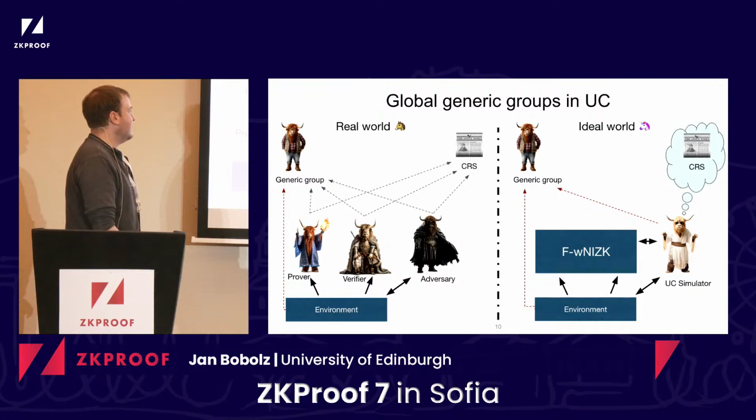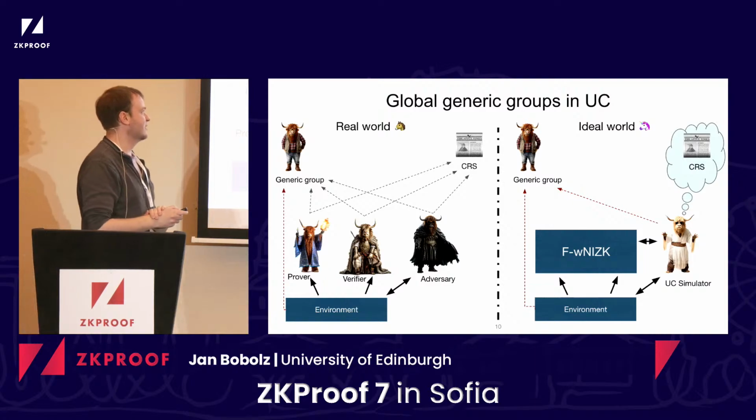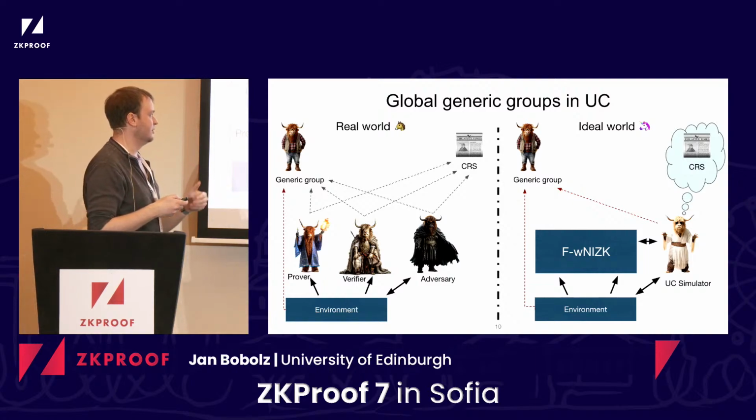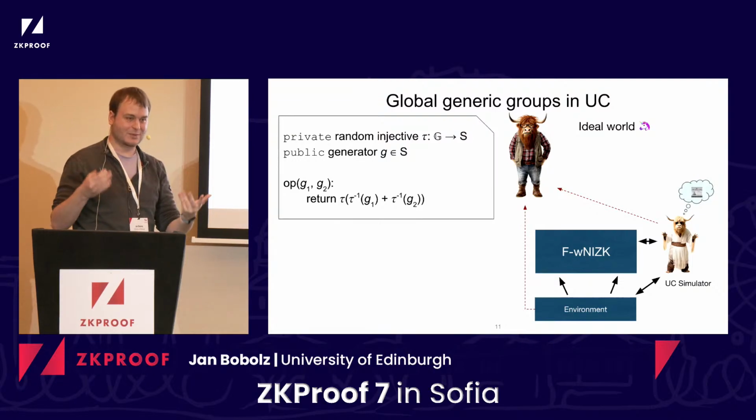Okay, but we can write this down, we can model this. So this is essentially the global generic group model. Now the question is, what happens if we do this?